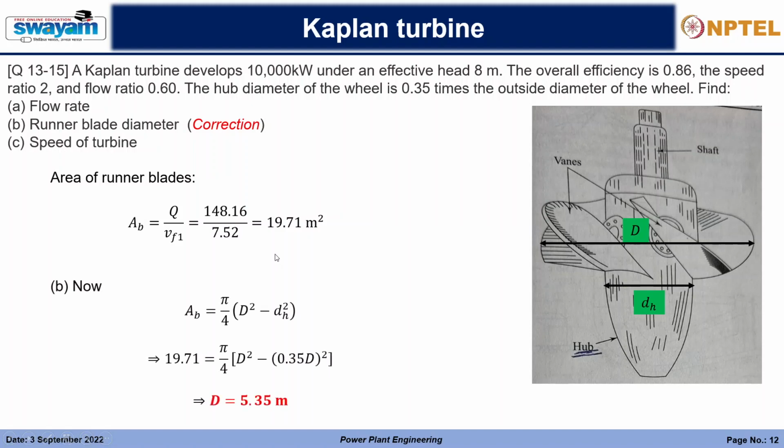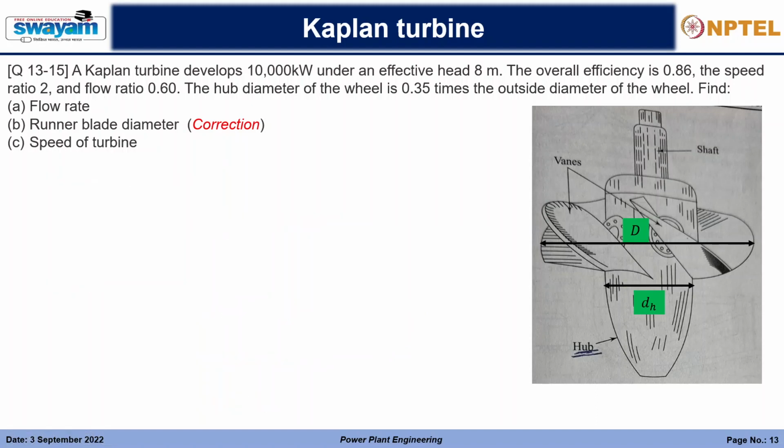Now we are not considering any thickness of these blades, so we will directly subtract the area of the hub from the total area provided for the flow. Through the hub the water will not flow, only between the blades. Taking the external diameter of these blades as D, we find the area available for the flow, and the external diameter, or the runner diameter, will be 5.35 meter. This is the runner blade diameter. There should be one correction actually there, but I will confirm it again.